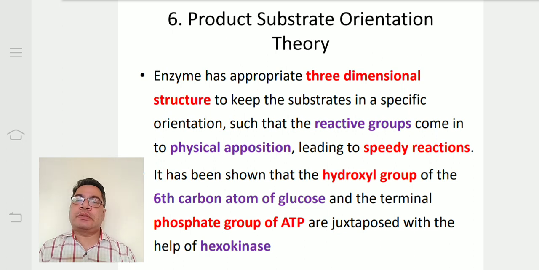In this diagram, we can see glucose is converted to glucose 6 phosphate in the presence of the enzyme hexokinase, and conversion of ATP to ADP.